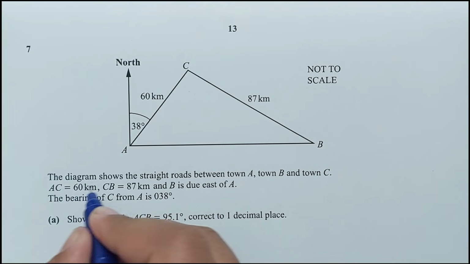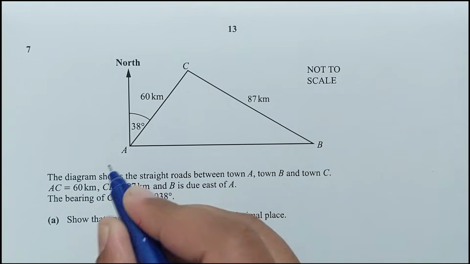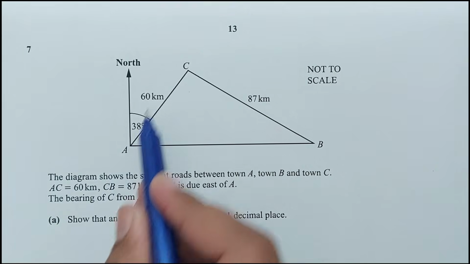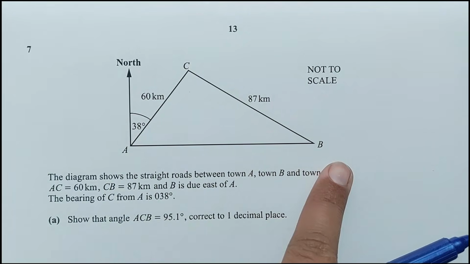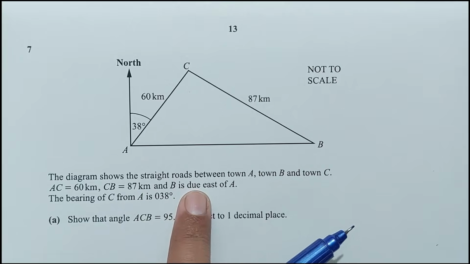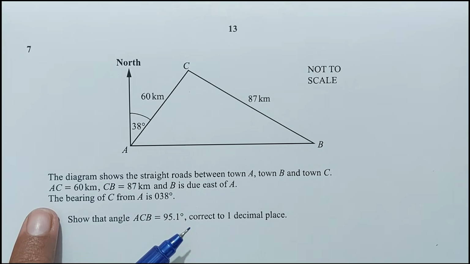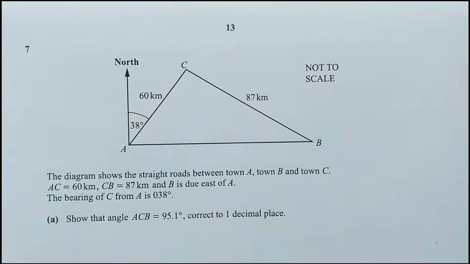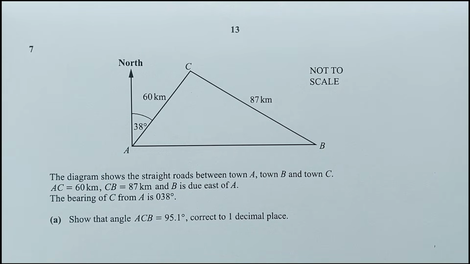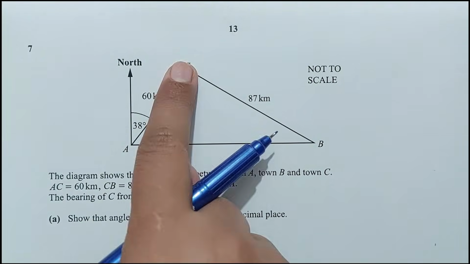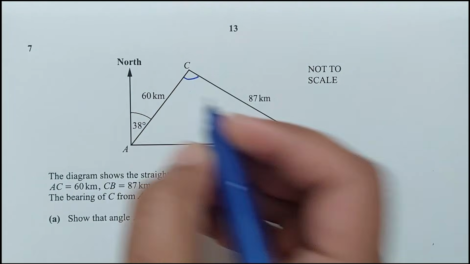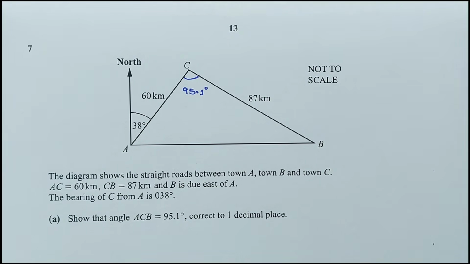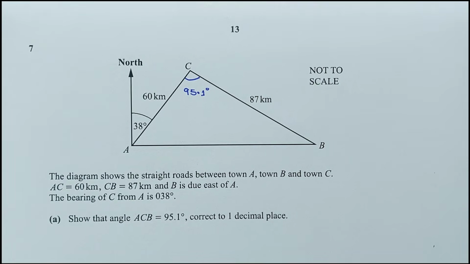Question number 7. The diagram shows the straight roads between town A, town B, and town C. AC is 60 kilometers. C to B is 87 kilometers, and B is due east of A. The bearing of C from A is 38 degrees. Part A: show that the angle ACB is 95.1 degrees, correct to 1 decimal place. So we have to solve for this angle.